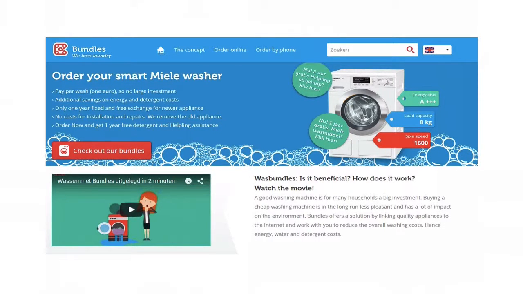And there's one other reason too. This is an interesting startup. This is a Dutch startup that allows people to subscribe to a washing machine. One year ago tomorrow, the first of October 2014, they raised 500,000 euros to get this business launched.